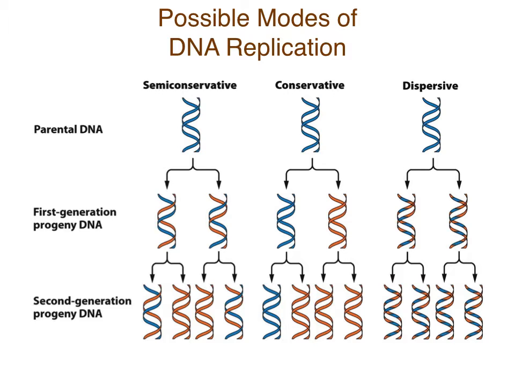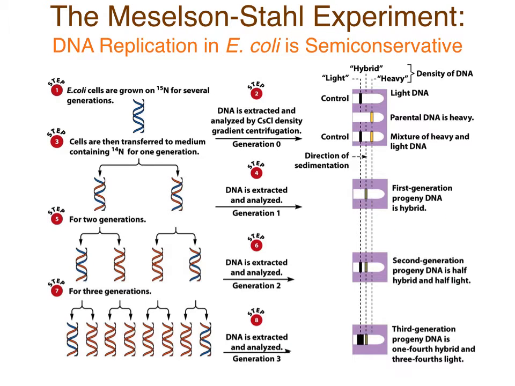Try to think of some sort of experiment that you could perform where you could distinguish between these different modes of DNA replication. So in 1958, Matthew Meselson and Franklin Stahl showed that DNA replication in E. coli is semi-conservative. And this is a figure that just shows the general idea of their experiment.